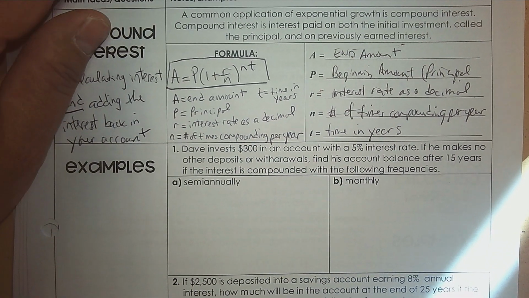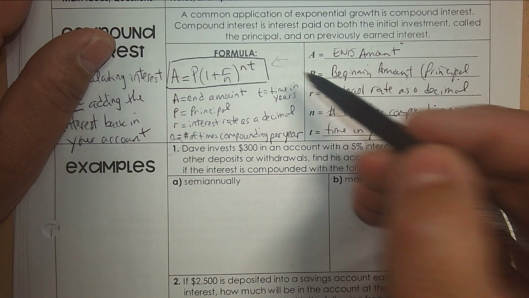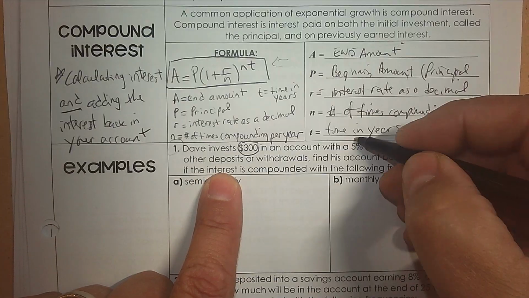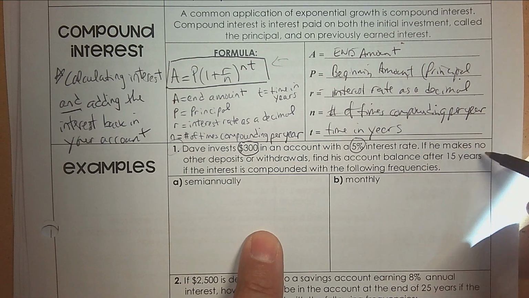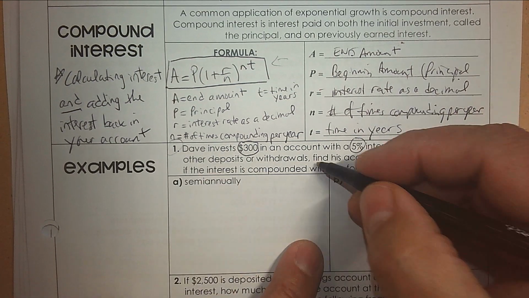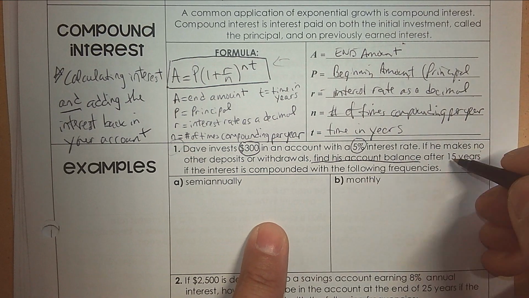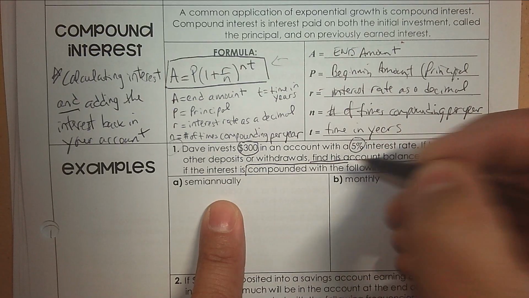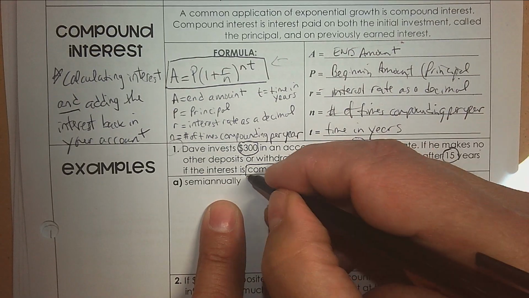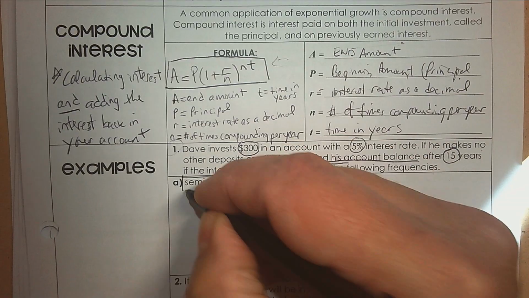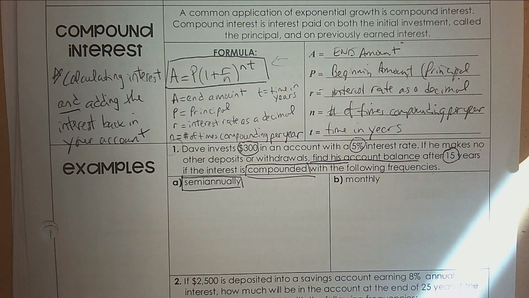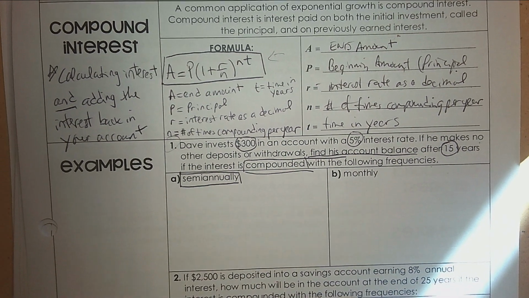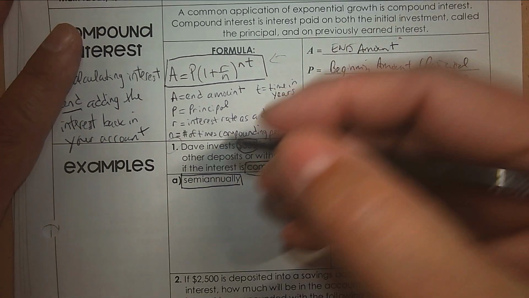All right. Let's start with number one using this formula. Dave invests $300 in an account with a 5% interest rate. If he makes no other deposits or withdrawals, find his account balance after 15 years if the interest is compounded with the following frequency. So first, it's going to be compounded semi-annually. We need to know what each one of these means, because we'll have semi-annually, monthly, quarterly, daily. We'll go through it. So let's go one step at a time.